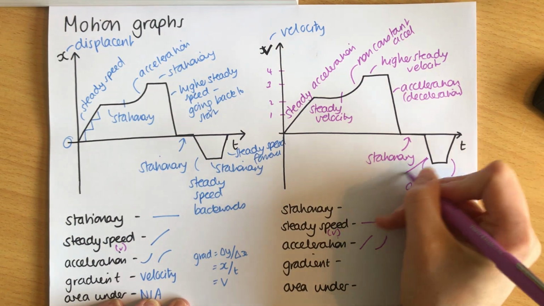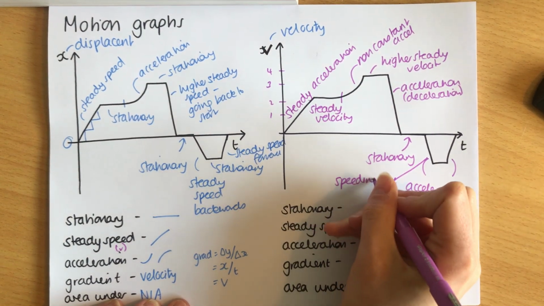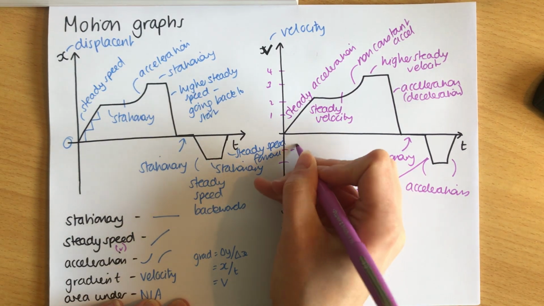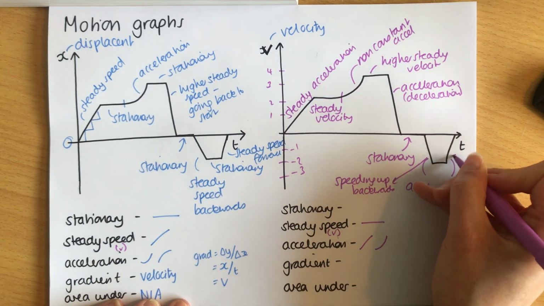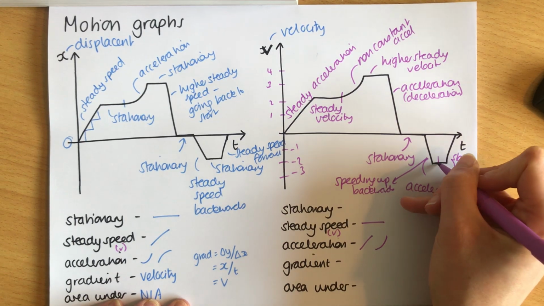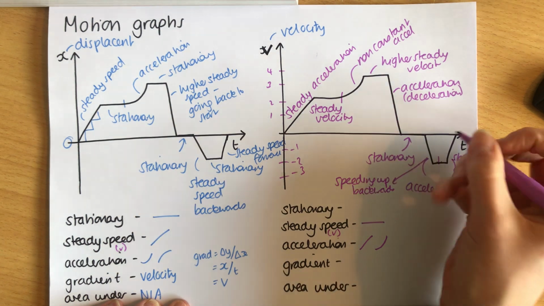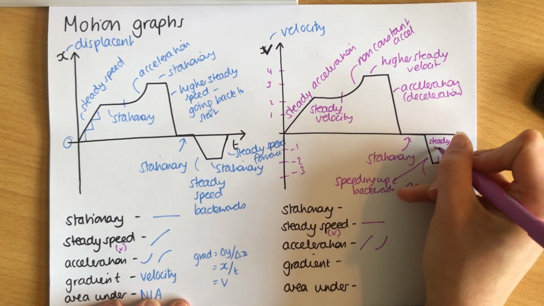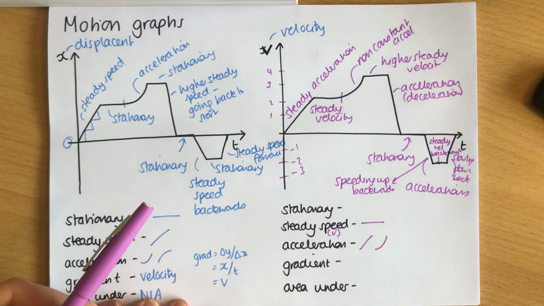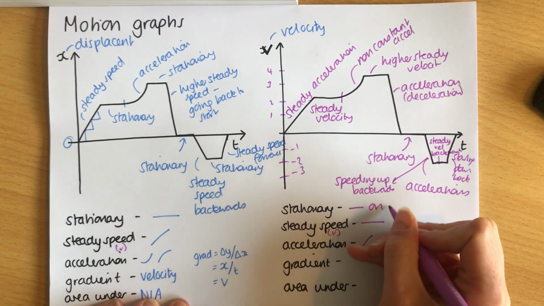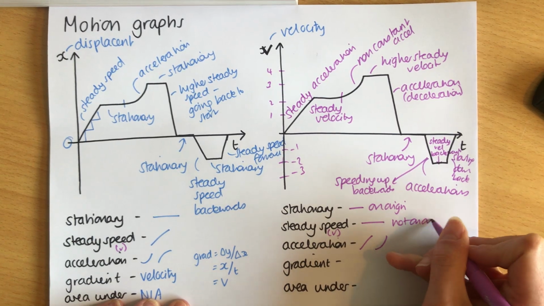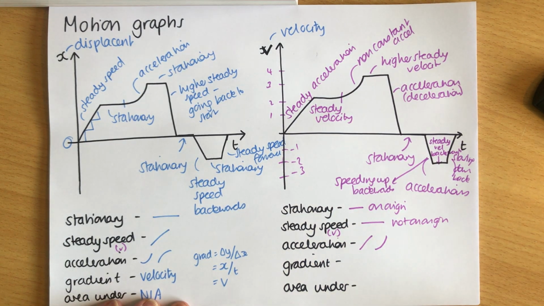This one is speeding up backwards. Think about the numbers here, they go negative like so. And then this one is slowing down, but going backwards. And then finally, this little section here, it's a straight line, which means it's steady speed or steady velocity, but backwards. Because a negative velocity means a velocity going backwards. So stationary here is a flat line on the origin, whereas a steady velocity is a flat line not on the origin, although 0 meters per second is a steady speed.